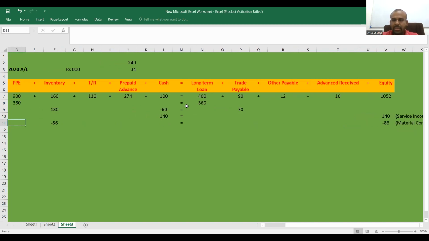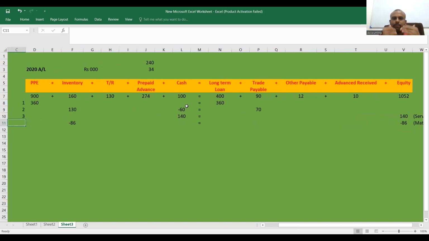As a result, you have utilized 86,000 worth of material, so you recognize that as an expenditure. Right, okay. That's transaction number 3. If you can't understand anything, just let me know. What is next? Transaction number 4.